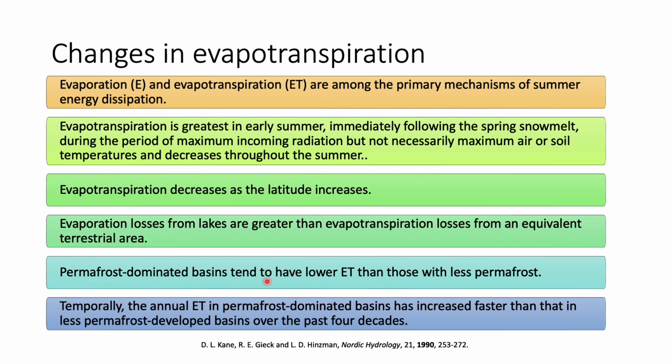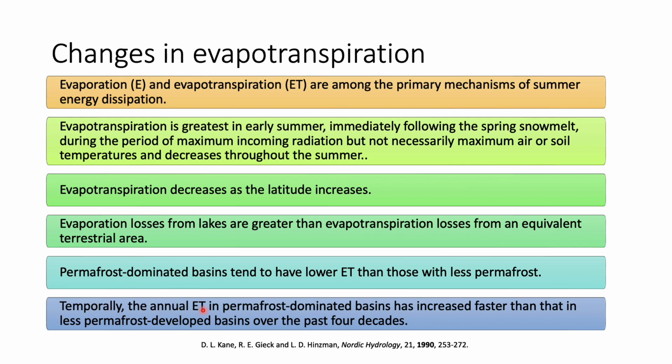The permafrost dominated basins tend to have lower evapotranspiration than those with less permafrost. So if there is more permafrost, they will have lower evapotranspiration. That means less moisture will be given out from that soil. Temporally, the annual evapotranspiration in the permafrost dominated basins has increased faster than in the less permafrost developed basins over the past 4 decades. So these are all the observations which people have made.